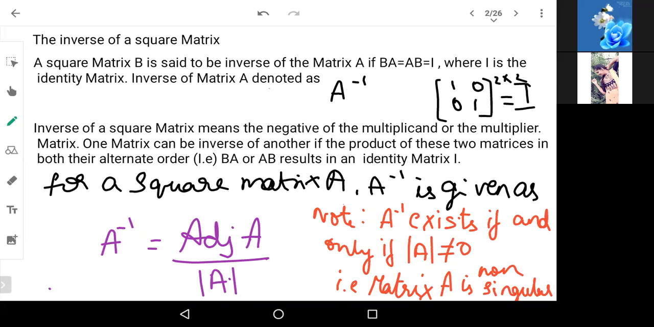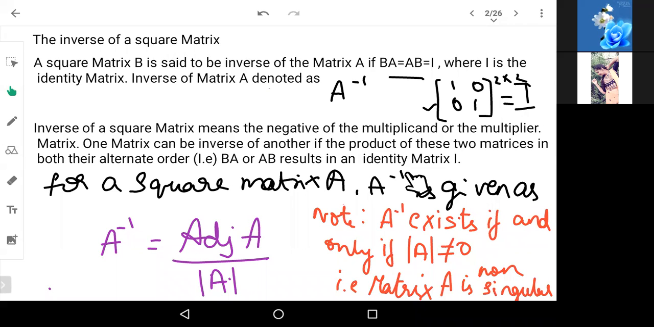So this has to be proven. That is, B into A and A into B should be equal to an identity matrix. Now, one matrix can be the inverse of another if the product of these two matrices in both orders, BA or AB, results in an identity matrix. The same thing they are explaining in words. When you multiply B into A and A into B, it should be equal to an identity matrix.